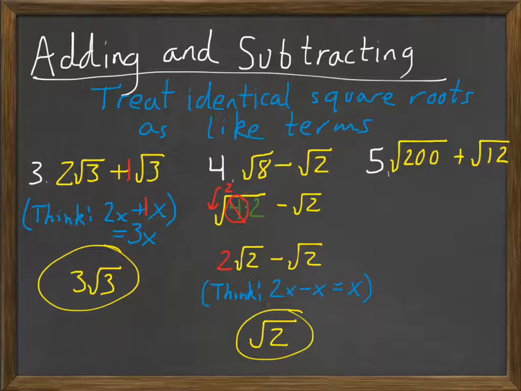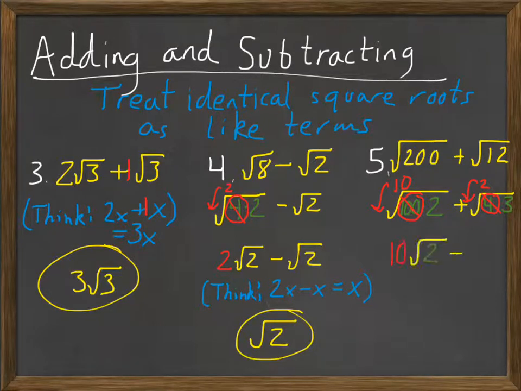Isn't that interesting? Okay, let's look at number 5. Those are not like terms, but I could try simplifying them to see if I can do anything with it. So I find a perfect square that goes into each one. For 200, it's 100 times 2. 100 is a perfect square. For square root of 12, 4 is a perfect square, so I can change 12 into 4 times 3. Okay? Take the square root of each one and pull it out front. So I would now have 10 square root of 2 plus 2 square root of 3.